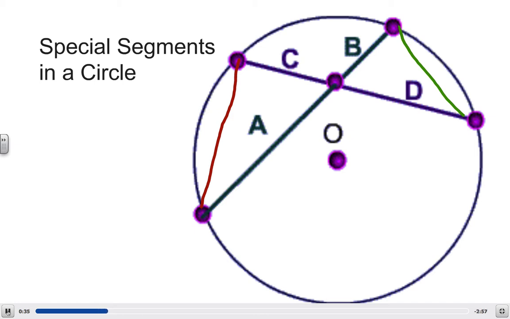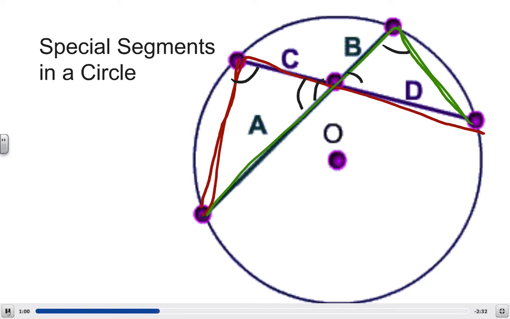Let's stop and think about what we know. We learned back in Theorem 10.6 that if we have two intersecting arcs, or inscribed angles, as we do here, then that means that our angles are going to be congruent. We also know that these two angles are going to be congruent. Therefore, by our triangle similarity of angle, we know that our two triangles are similar.